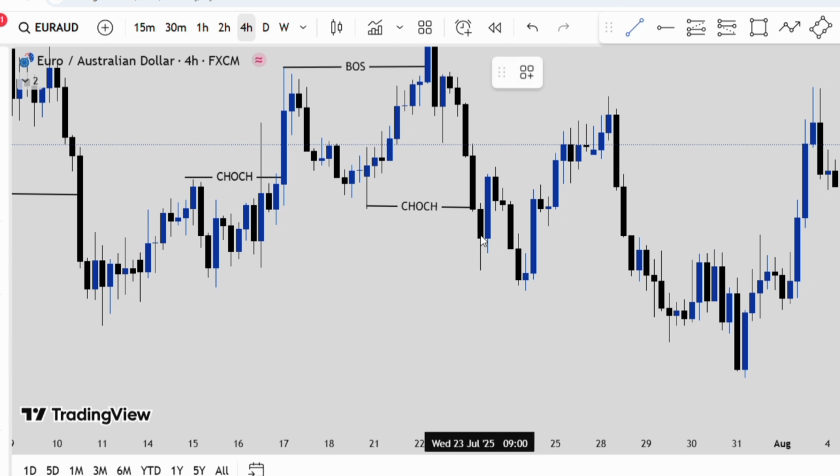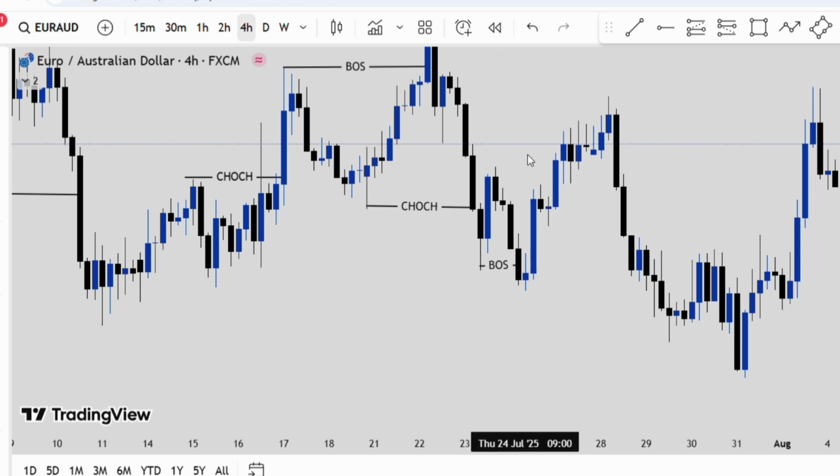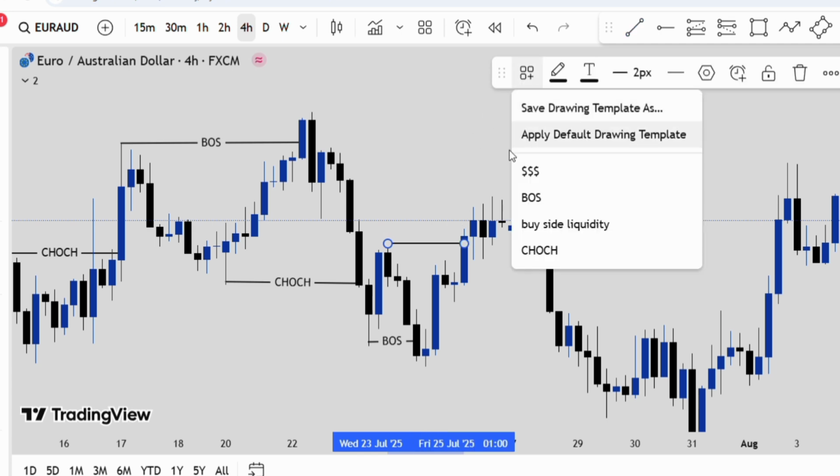This is not a liquidity sweep, but a break of structure to the downside before seeing our change of character.